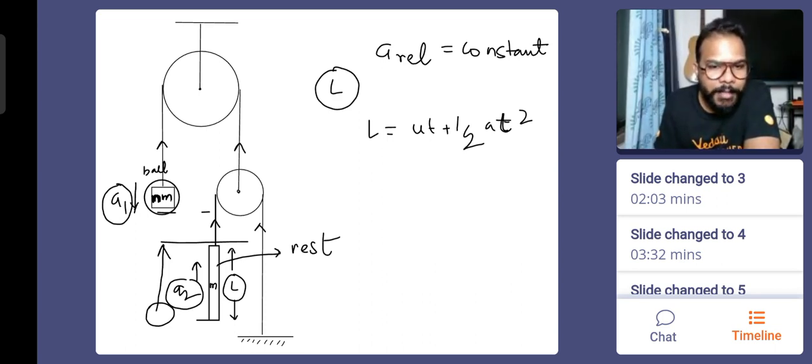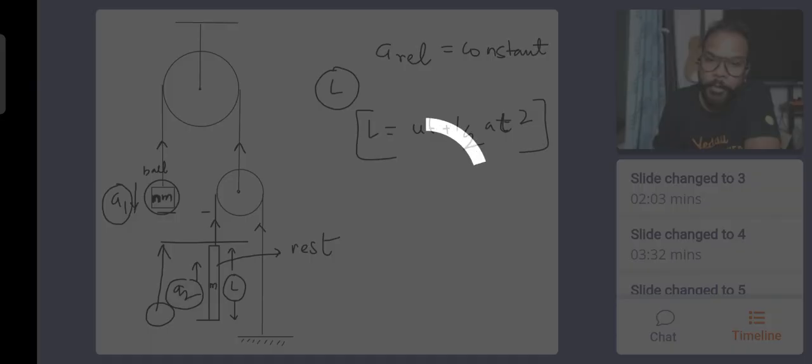It is asking you to find out the time in which it will cross this length, right? That you will put. I'm just giving you the approach. Okay, so try it.